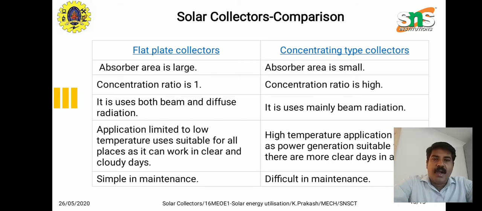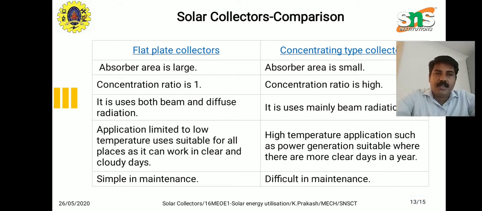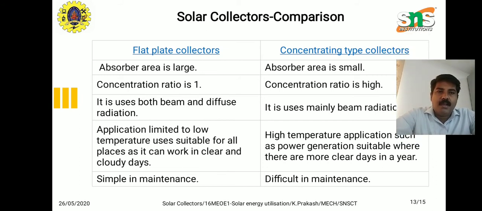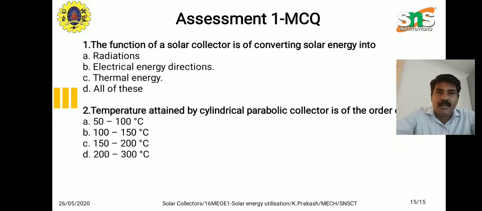The flat plate collector is used for low temperature, whereas these concentrating types are used in high temperature applications. Flat plate is simple in maintenance, whereas concentrating collectors have difficulties in maintenance. So these are the major comparisons of the solar collectors, and we will have some small assessment.